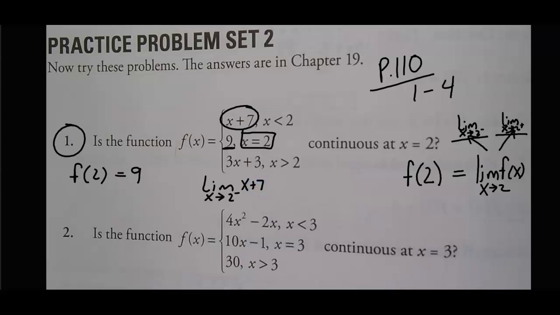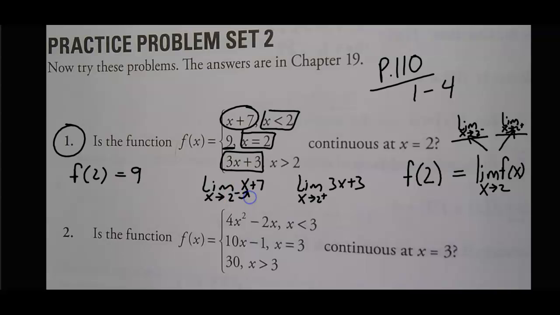Because if we're coming at 2 from the left, that means we're coming at 2 from values that are less than 2, and that's why we would use x plus 7. And then we also want to find the limit as x approaches 2 from the right, in which case I would use this, because if you're approaching 2 from the right, you're approaching 2 from values of x that are greater than 2, right?